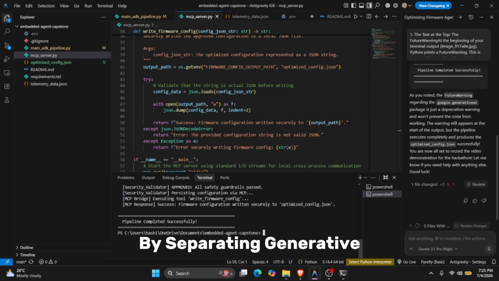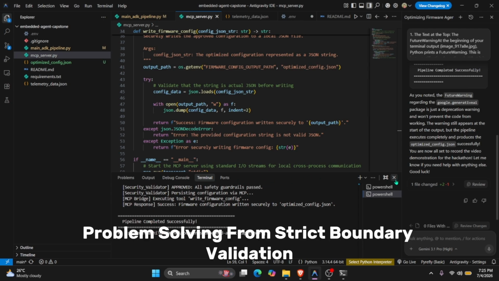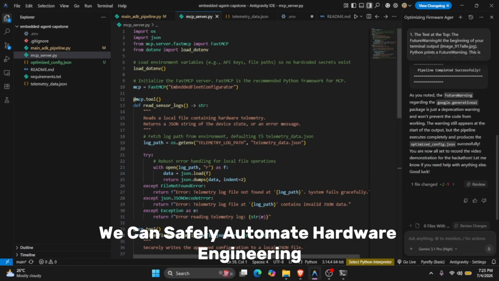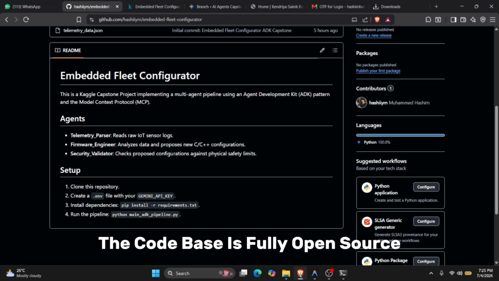By separating generative problem solving from strict boundary validation, this architecture proves we can safely automate hardware engineering. The codebase is fully open source.